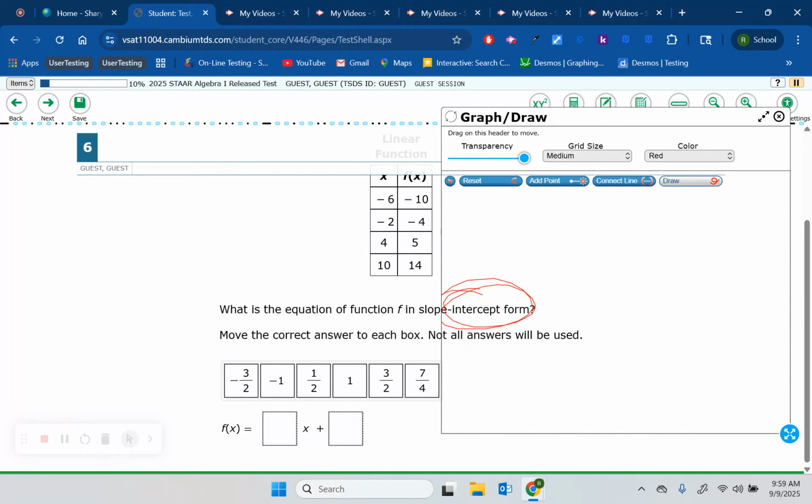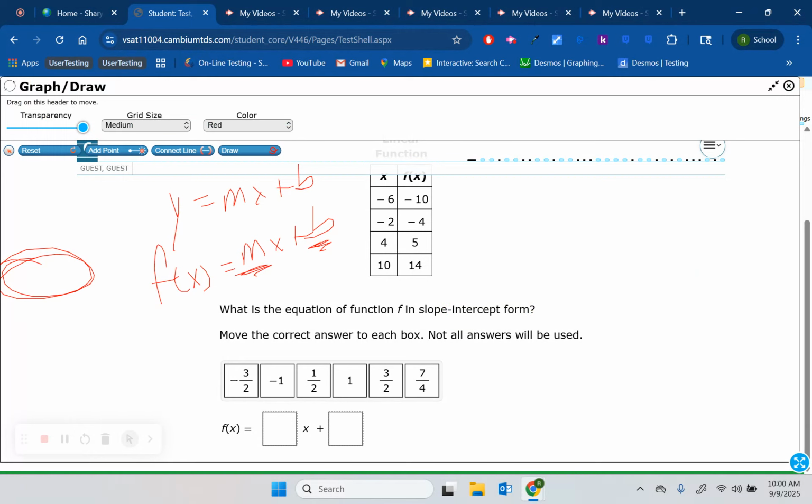Slope intercept form is y equals mx plus b, or f of x equals mx plus b. It's your slope, that's your y-intercept. We give you coordinates. If you see coordinates and you see words like line, linear, linear function, and you can see it up here, man, this is a regression problem.